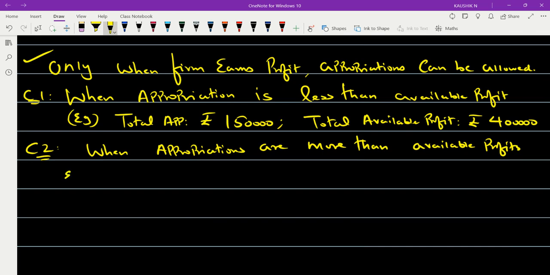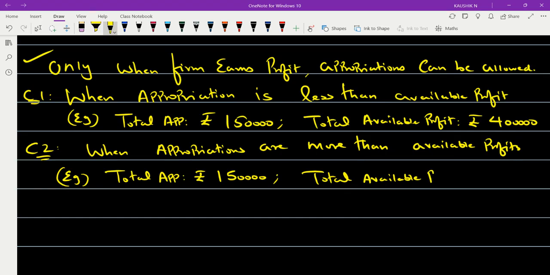In this case too, let us fix the value. Total appropriations rupees 1,50,000. Total available profit rupees 1 lakh. Can you see a difference? Can you understand?